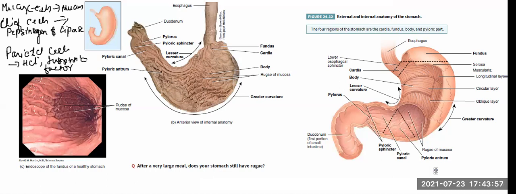So I hope this is clear. In the next video lecture we will be talking more about chemical digestion in the stomach and your gastric juice.